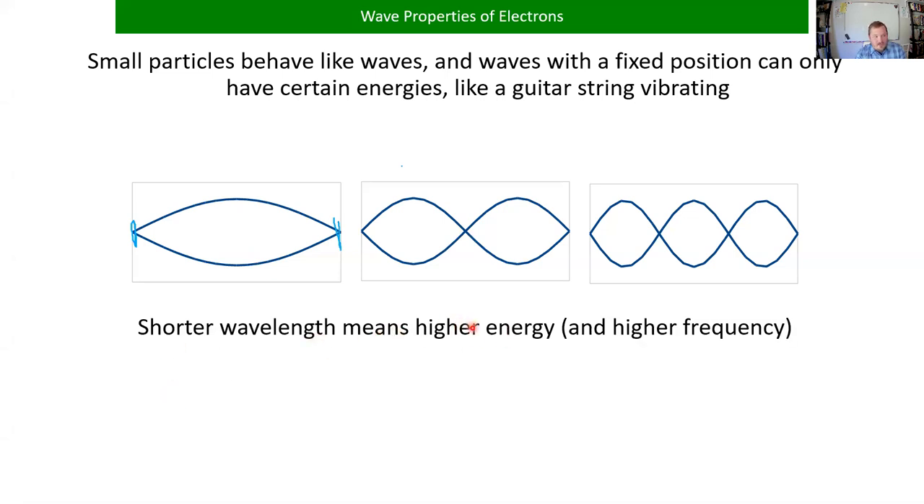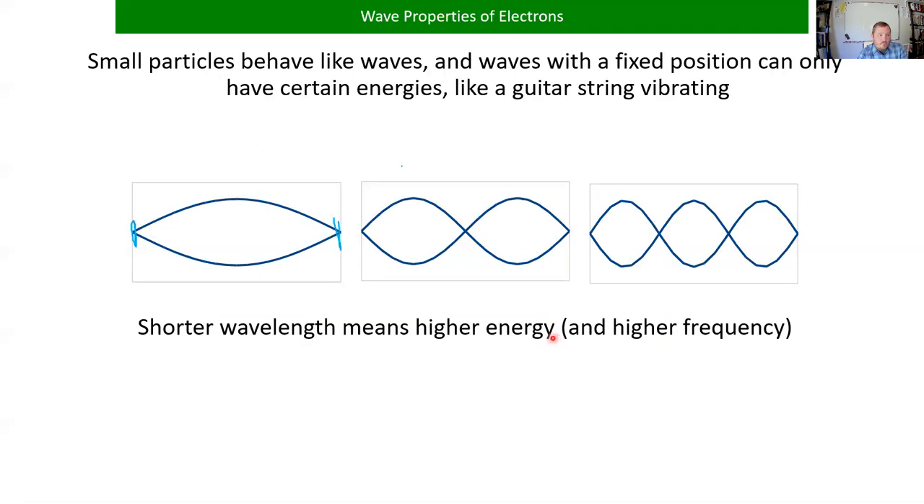The shorter wavelength means higher energy. Your lowest possible energy would be if the string is just vibrating and you have half of a wave between point A and point B. If you cut that distance in half, if you cut the wavelength in half, you get a full wave, an up and a down before you get to the other side. That's a shorter wavelength, which means it's a higher frequency. And same here, we have an even shorter wavelength. It's 1.5 waves between both ends of the string. And that's going to affect the energy of that system.